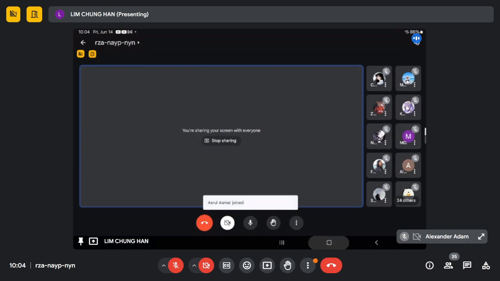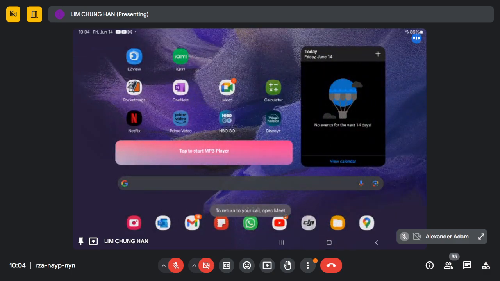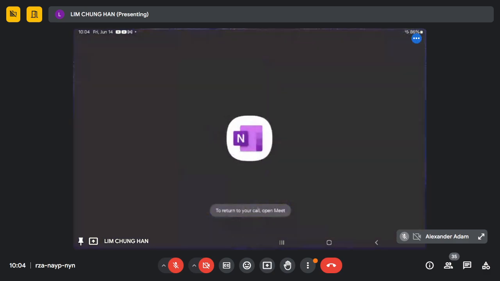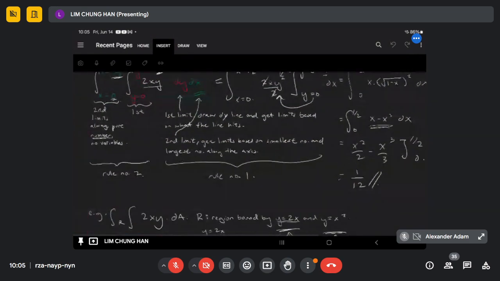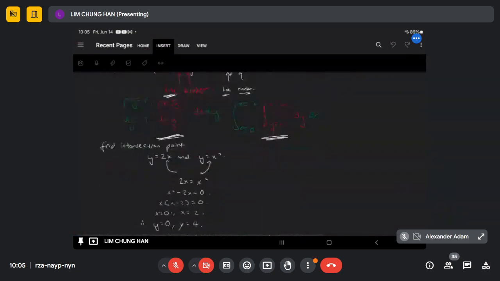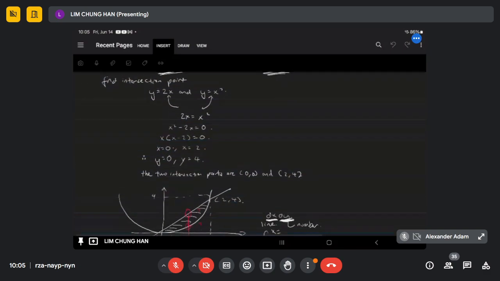Okay, so the test 3 and 4 will be next Friday. Yeah, 1 week from now. So it's going to be on the multiple differentiation as well as multiple integration. Okay.